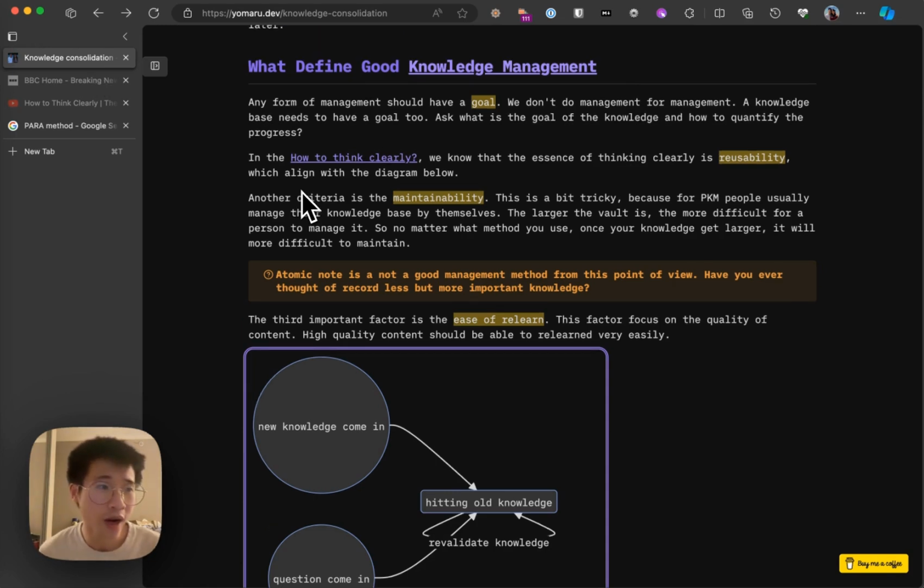Just imagine you have a vault with 10,000 notes, and another person has a vault with only 1,000 notes. It is difficult for you to find the notes that you want, but it is easy for him to find the notes that he wants. So which one is better? Obviously, his vault is better, right? He has better knowledge management, right? Because his knowledge does its job. Yours doesn't do its job. That's why your knowledge management is poor.